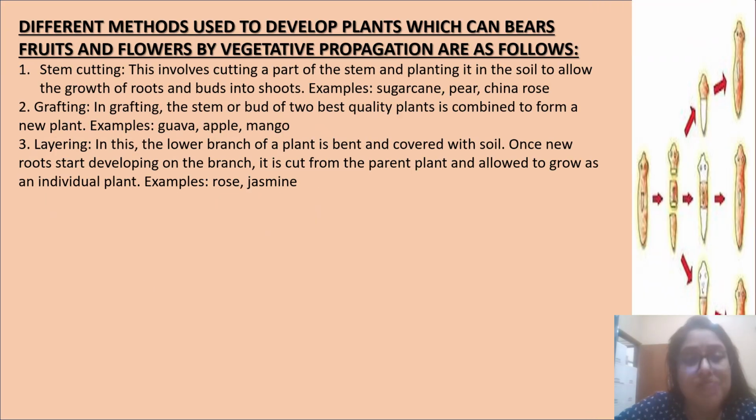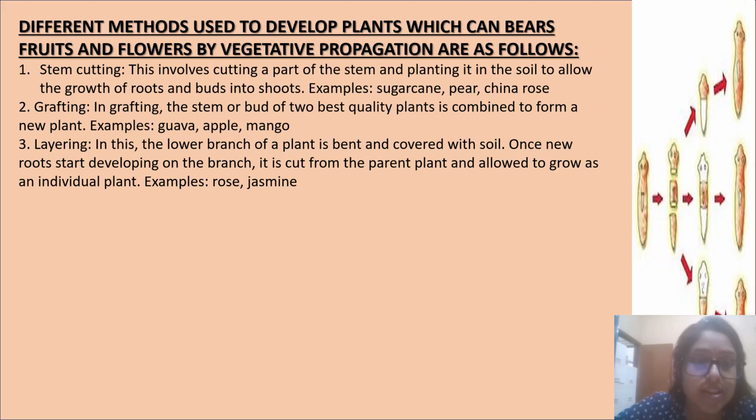Next topic is different methods used to develop plants which can bear fruit and flowers by vegetative propagation. They are as follows. First is stem cutting. This involves cutting a part of stem and planting it in the soil to allow the growth of roots and buds into the shoots. Example, sugarcane, pear, China rose, etc.